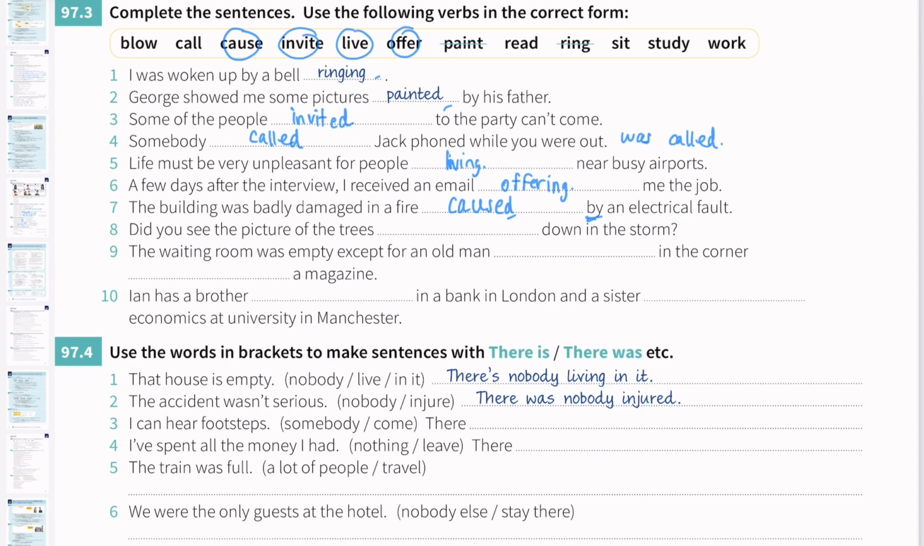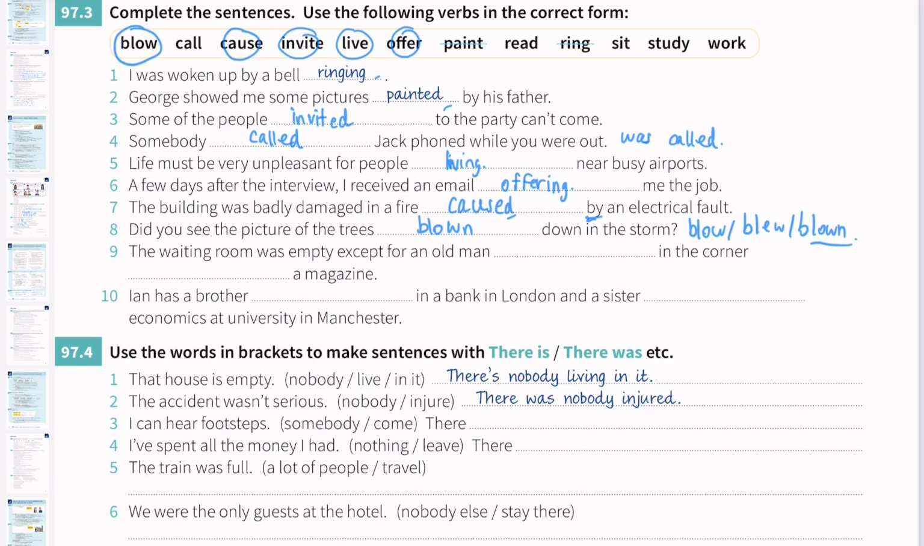And then, did you see the picture of the trees down in the storm? Did you see the picture of the tree? This one we have to use verb to blow. So it's blow, blew, and blown. This is the past participle. So here you have to use blown. Is irregular verb.